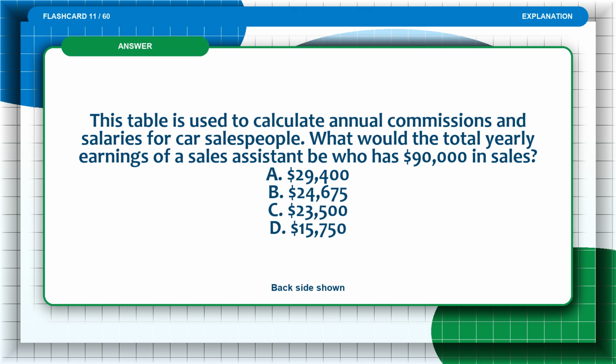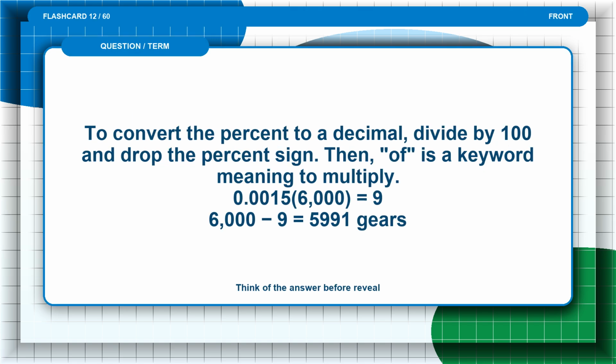Flashcard 12. To convert the percent to a decimal, divide by 100 and drop the percent sign. Then, "of" is a keyword meaning to multiply. 0.0015 times 6,000 equals 9, and 6,000 minus 9 equals 5,991 gears. Think of the answer before the reveal.